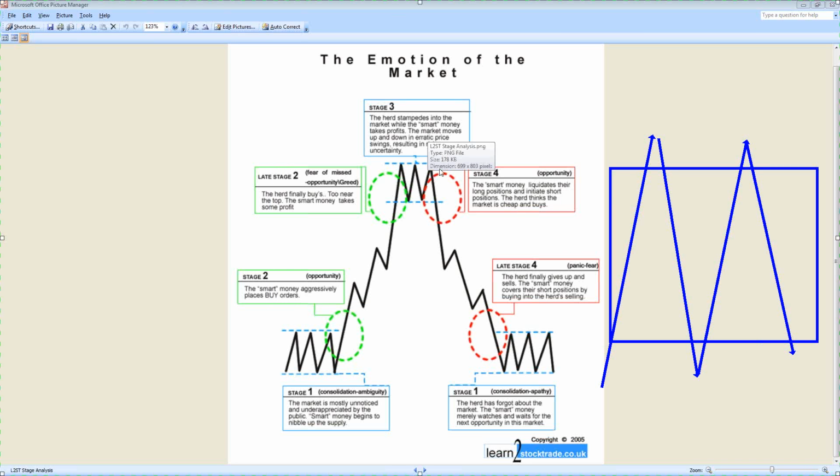All right, so we saw the stage 3 above value, and that was last week before Thursday, Friday's sell-off on the ES. And then stage 4 came in Thursday, Friday last week. Early stage 4, the smart money liquidates the long positions. They initiate short positions. The herd thinks the market is cheap and starts to buy. Right, the herd finally gives up. The smart money covers their short positions by buying into the herd selling. Now stage 1 goes again, which is what we saw recently after Thursday, Friday's sell-off, and then we're going back into an early stage 2.